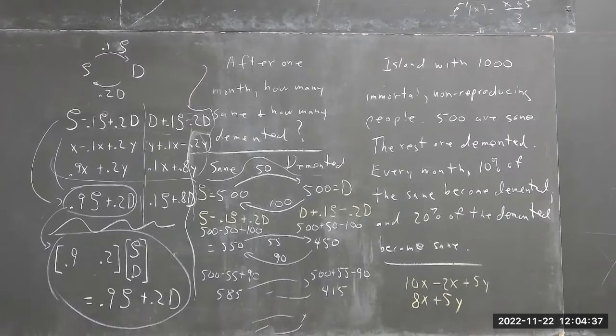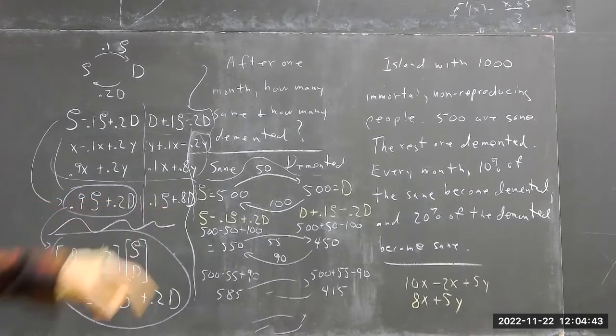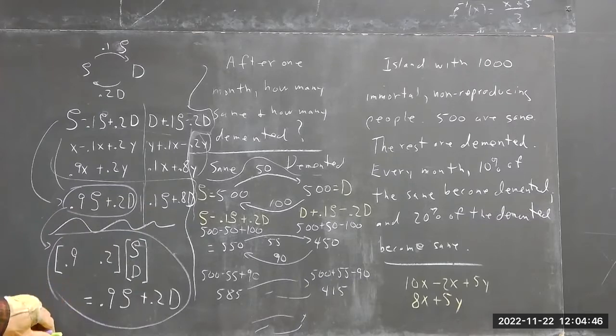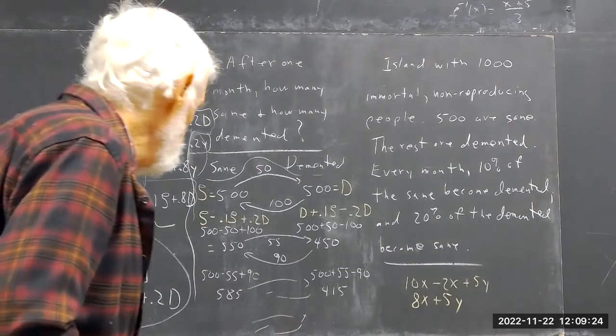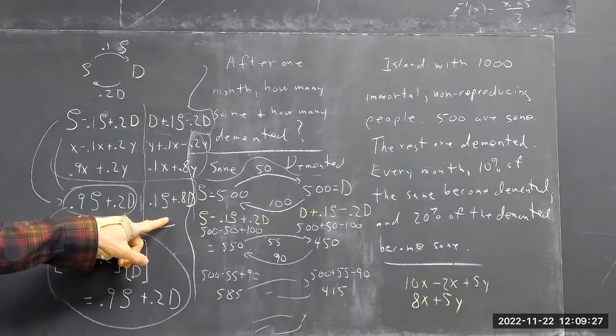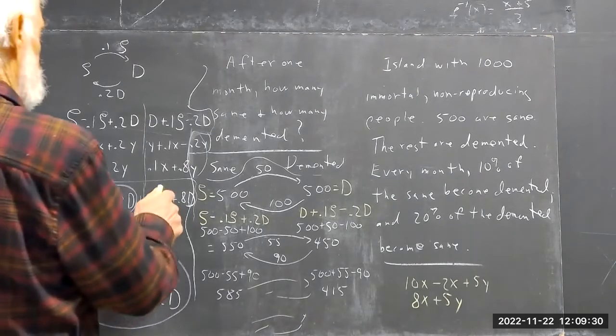So write down the matrix product that would correspond to 0.1S plus 0.8D. What row and column, when you multiply, would give you 0.1S plus 0.8D? Everybody did quite well. That's a little confusing. First of all, you've got to make sure you understand what we're trying to do here. We're trying to get this.